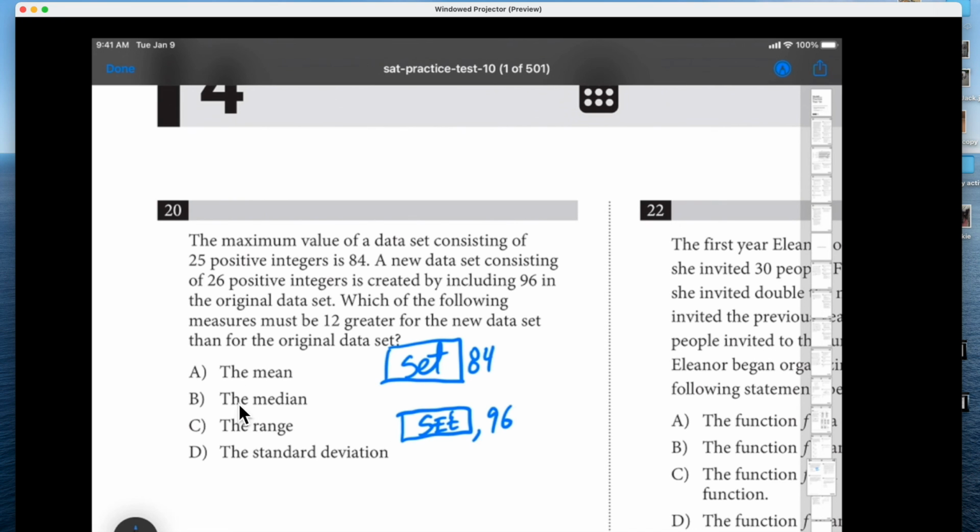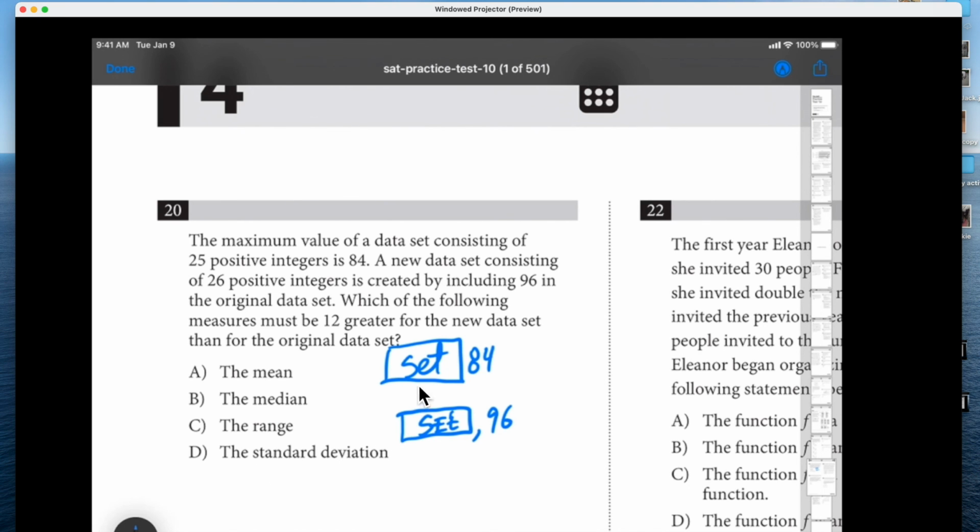Okay, so let's look at each of these terms. You have to know what they mean in order to solve this problem. So the first one, the mean, another word for that would be the average. Next is the median. The median is the middle number. C is the range. That's the difference between the minimum and the maximum. And finally, D is the standard deviation. That's the average distance from the mean.